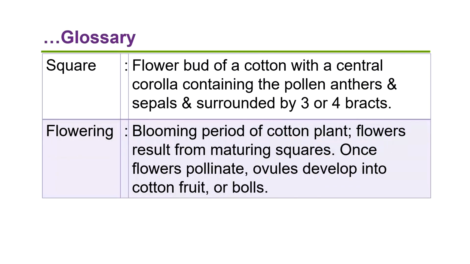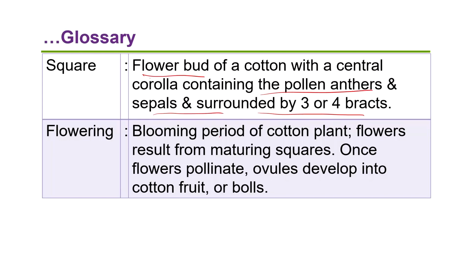Square, this is actually the flower bud of cotton with a central corolla containing the pollen anthers and sepals and surrounded by the three or four bracts. So square is actually initially a kind of flower bud which is covered in calyx and it develops into a flower, and that flower develops into a fruit which is called boll, B-O-L-L, in cotton.